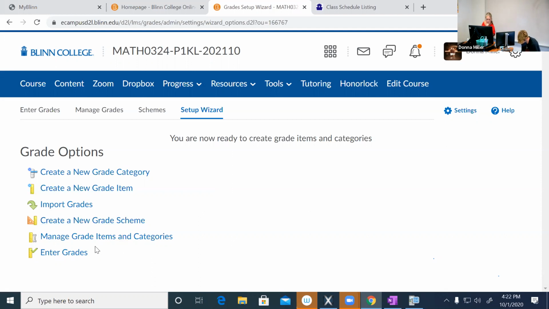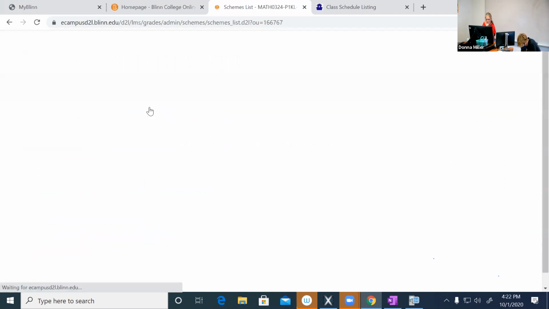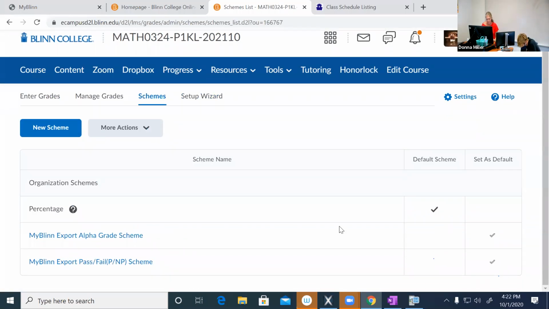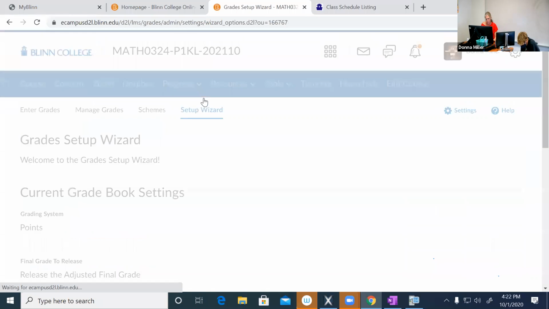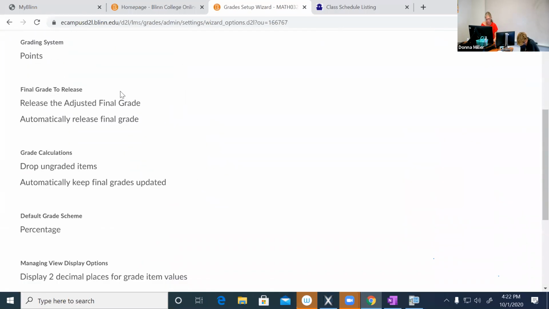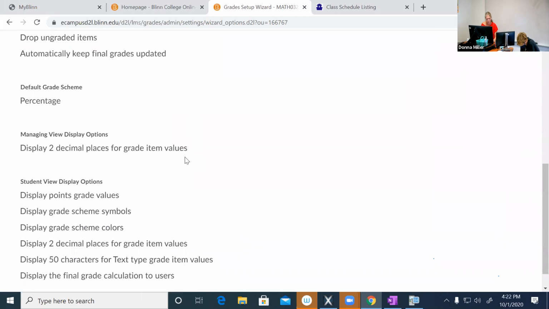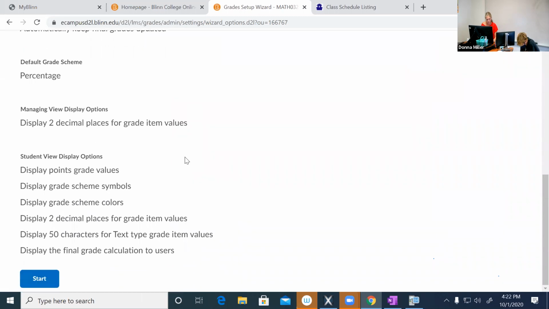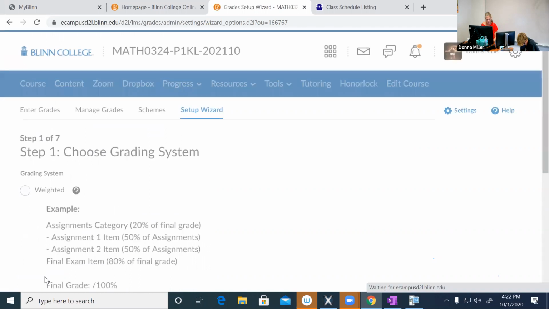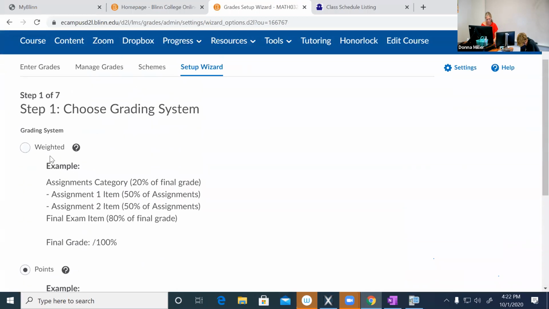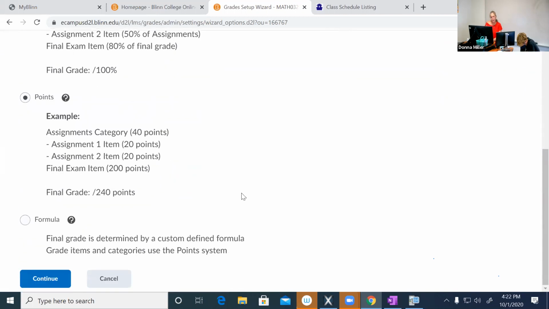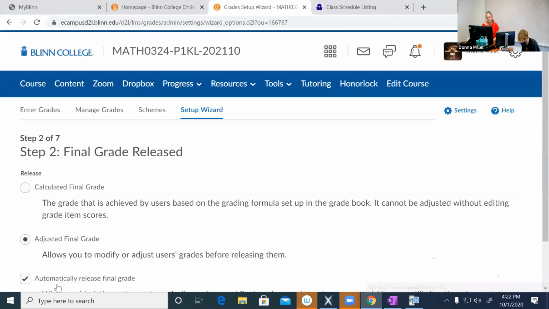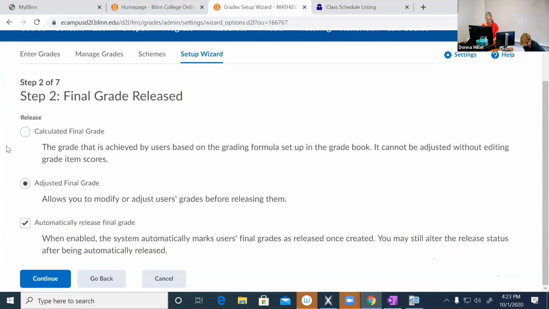This is our grade scheme. Manage grade schemes. I've got a percentage. Right, set range, set up wizard. Automatically release on grade. I'm going to go back. I understand why it would release percent, but it should release this. Adjust the final grade. Let's try this one.